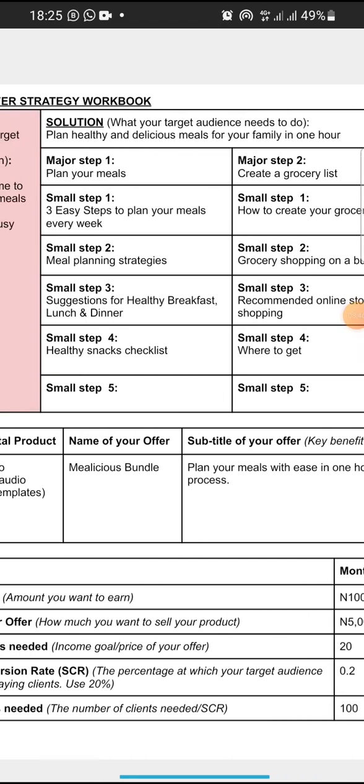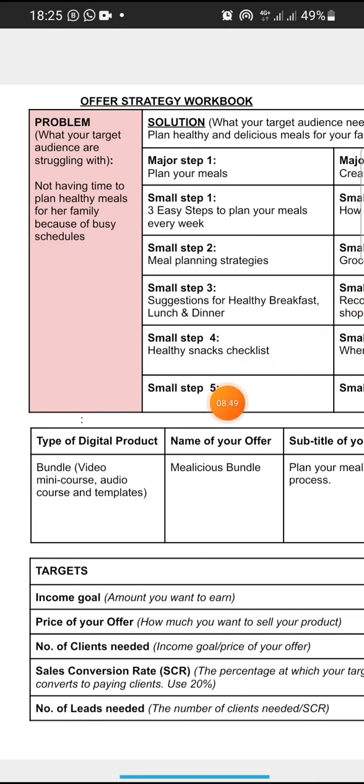So when you are done with these steps, the next thing you need to do is to write out the type of digital product you want to create that is going to cover the solution. That's what you want to sell. So what's the type of digital product you want to create? Is it an ebook? Is it an online course or video or template? So think of something that is very easy for you.